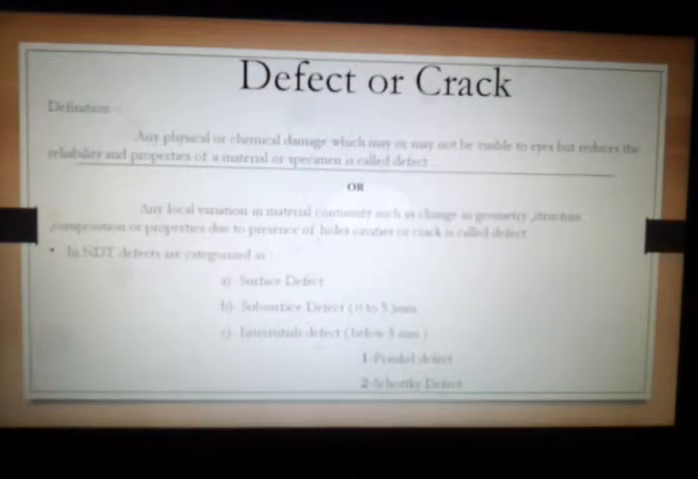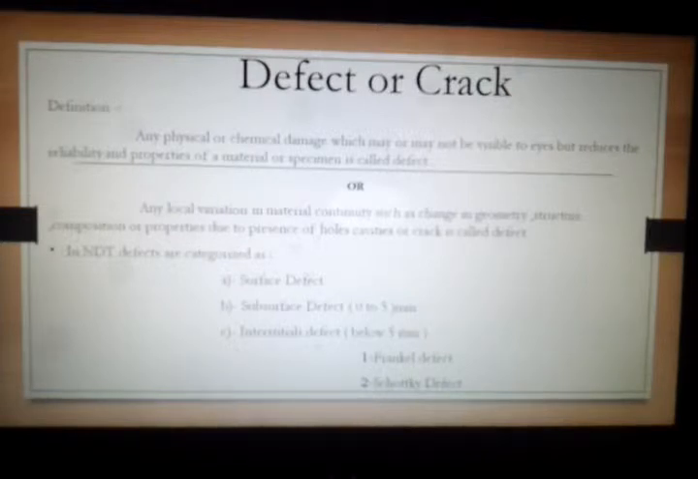So what is a defect or crack? According to the definition, any physical or chemical damage which may or may not be visible to eyes but reduces the reliability and property of a material or specimen is called a defect. Any local variation in material continuity, such as change in geometry, structure, composition or properties due to presence of holes, cavities or cracks, is also called a defect. So that is the second definition of defect.